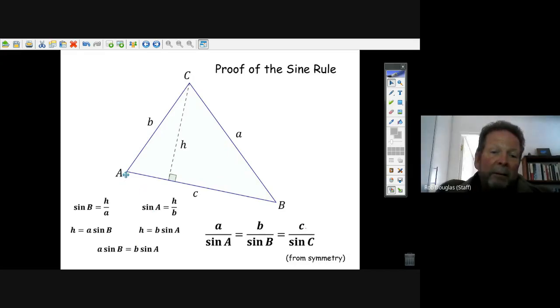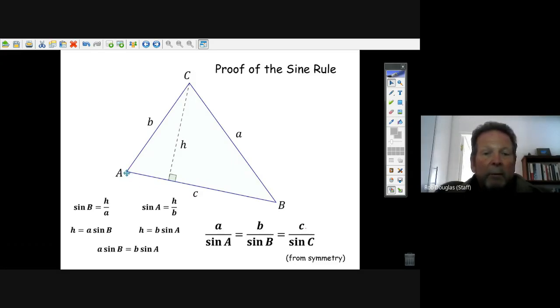You start off with a triangle, A, B, C, and then you drop a perpendicular straight down. That perpendicular will be the height of the triangle. The little side opposite A is right there. The little side opposite B is there. And this whole side down here is called little c. But hey, we've got something here.